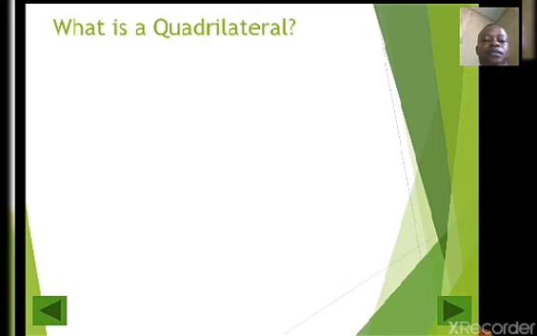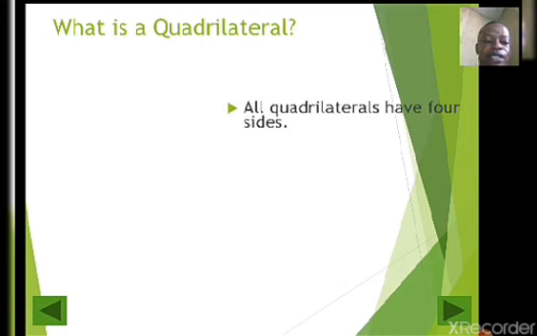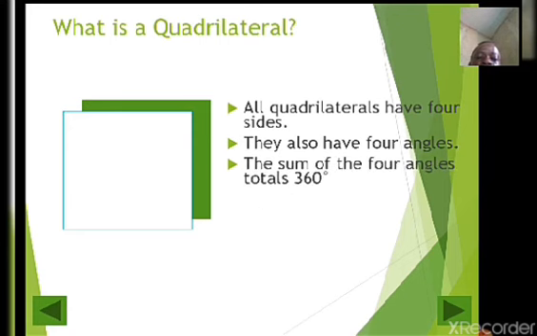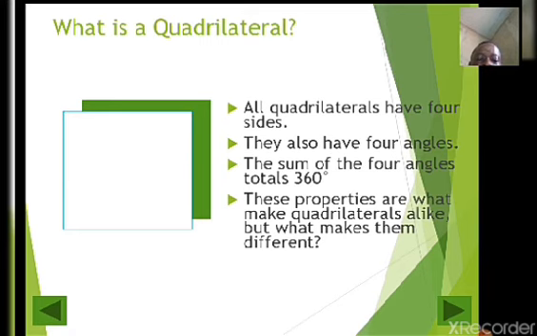What is a quadrilateral? All quadrilaterals have four sides, so that's fact number one that we want to give attention to. Fact number two is that they all have four angles. The sum of the four angles totals 360 degrees. These properties are what make quadrilaterals alike.